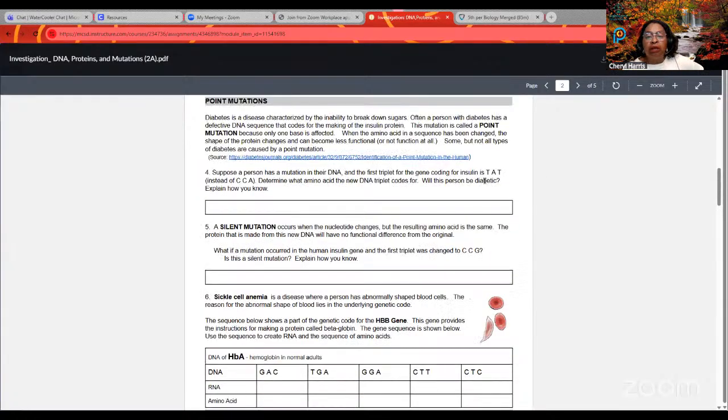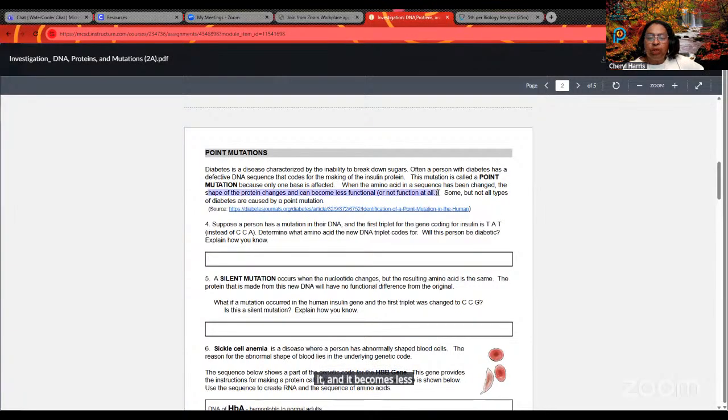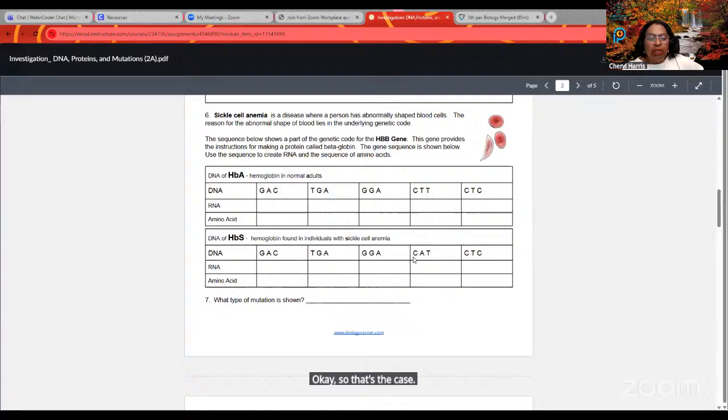So it's non-functional. Again, if you have to, and these are your worksheets, if you have to highlight, underline, you do that. But it says, okay, here it is. The shape changes it and it becomes less functional or not functional at all. Okay, so that's the case with the hemoglobin. It is less functional. They don't die right away, but it causes the red blood cell not to function the way it's supposed to.